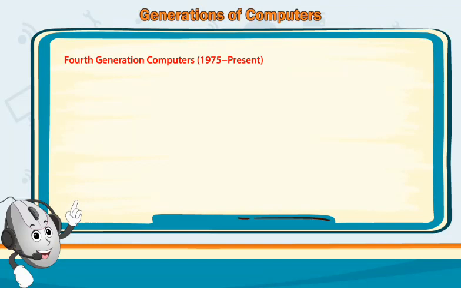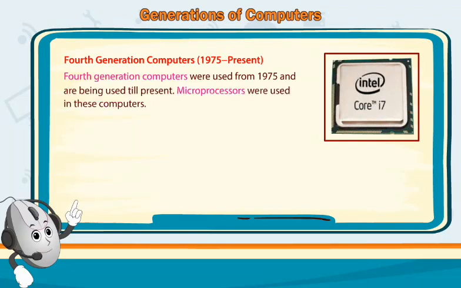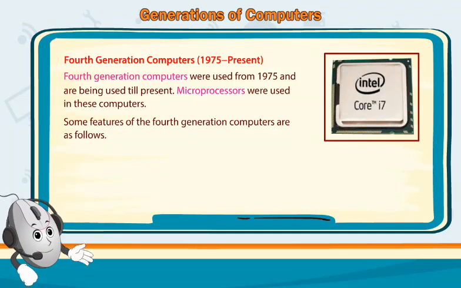Fourth-generation computers, 1975 till present. Fourth-generation computers were used from 1975 and are being used till present. Microprocessors were used in these computers. Some features of the fourth-generation computers are as follows.